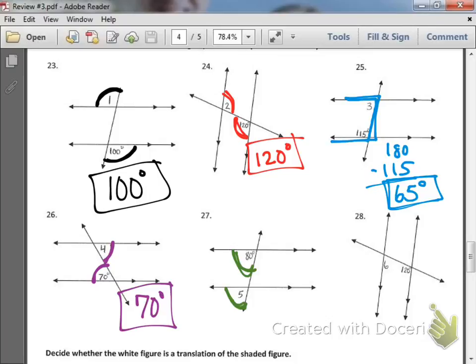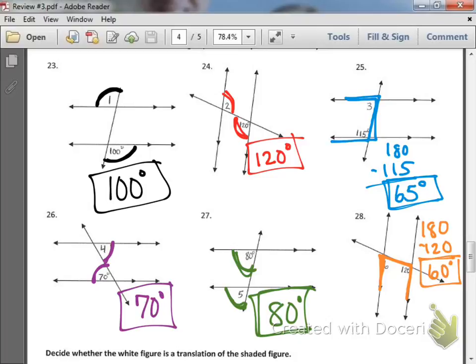Alright, back to 27. Those are corresponding angles. Corresponding angles are congruent. And then last one, here's another oddball. What type are these? Yeah, these are supplementary because they're same side interior. So when I subtract them, I'm going to get 60 degrees.